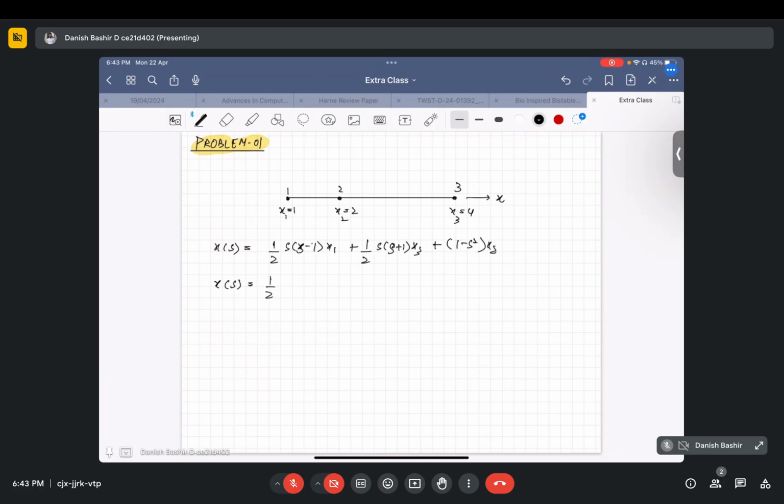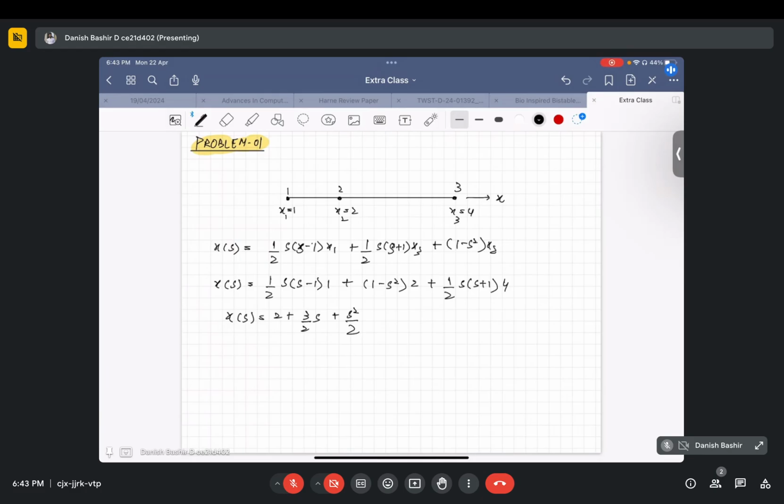Okay, so if we put these values, x of s comes out to be 1 by 2 s into (s minus 1) times 1, plus (1 minus s square) times 2, plus 1 by 2 s into (s plus 1) times x3, which is 4. If we solve this, x of s comes out to be 2 plus 3 by 2 of s plus s square by 2.